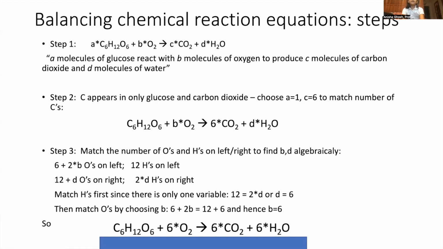The third step is to match the number of oxygens and hydrogens on the left/right to find B and D algebraically. 6 plus 2 multiplied by B O's on left, 12 H's on left, 12 plus D O's on right, 2 times D H's on right. Match the hydrogens first since there is only one variable. So that's 12 is equal to 2 times D, or D is equal to 6. Then we match the oxygens by choosing B. 6 plus 2B is equal to 12 plus 6, and hence B is equal to 6.